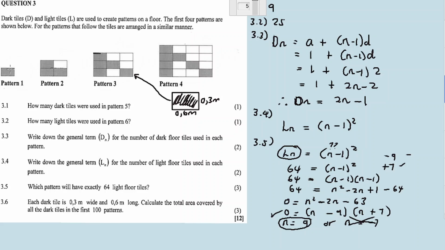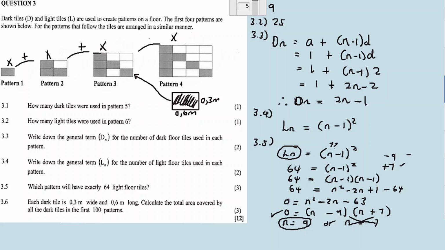So in other words, you must calculate the area of pattern number 1, no? Then I come back and add the area of the dark tiles in pattern number 2. Then I add the area covered by the dark tiles in pattern number 3. I keep adding the area covered by the dark tiles in pattern number 4, until I get to pattern 100, question 3.6.